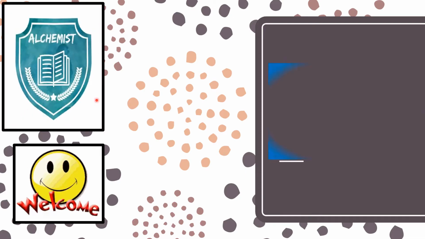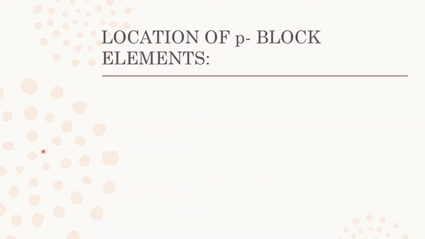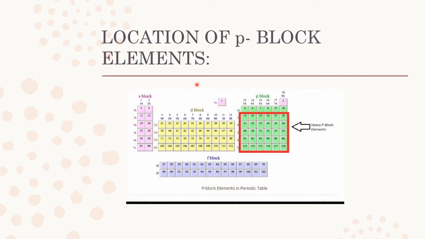Today we are going to see the p block elements. Now we are going to see the location of p block elements. This is the periodic table. As we all know, there are four blocks, that is S block, P block, D block, and then F block. And now we are going to see the p block elements. This is the location of p block elements.